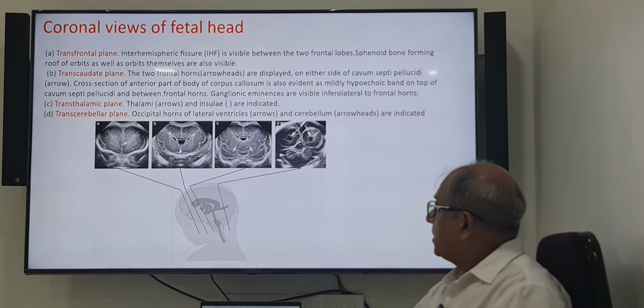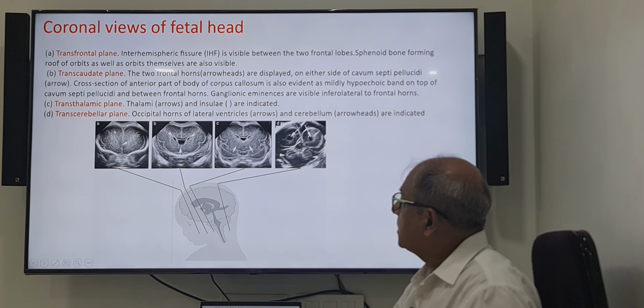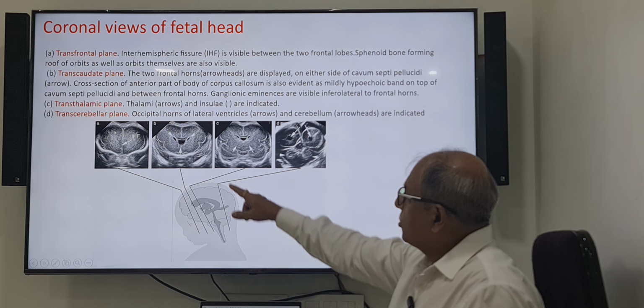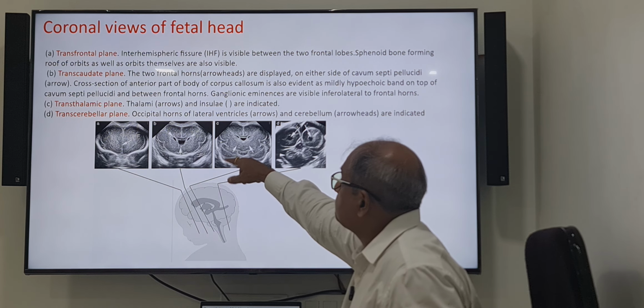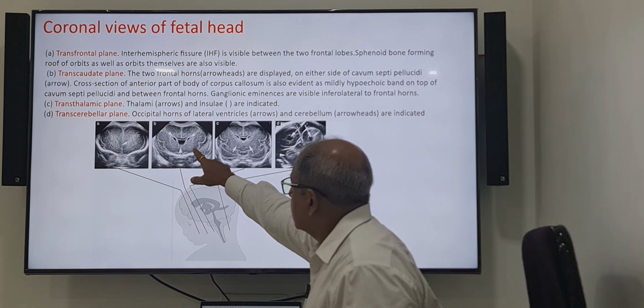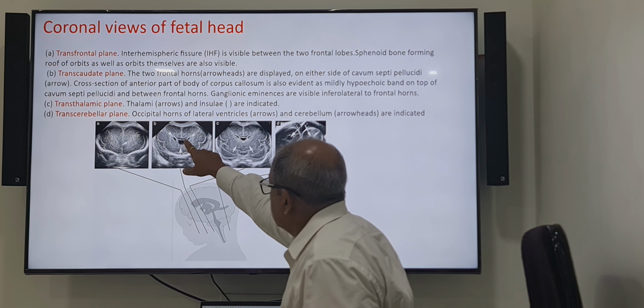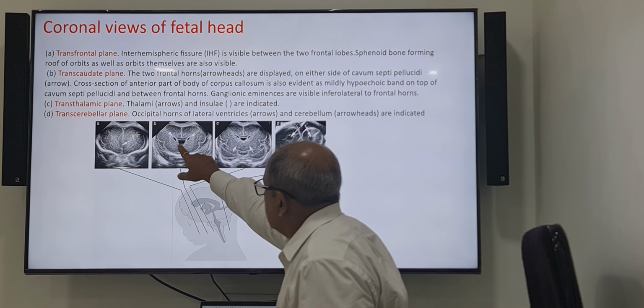Now this is very important. This is the area where the coronal section at frontal. This is coronal section at caudate nucleus. These are the caudate nucleus. This is corpus callosum.